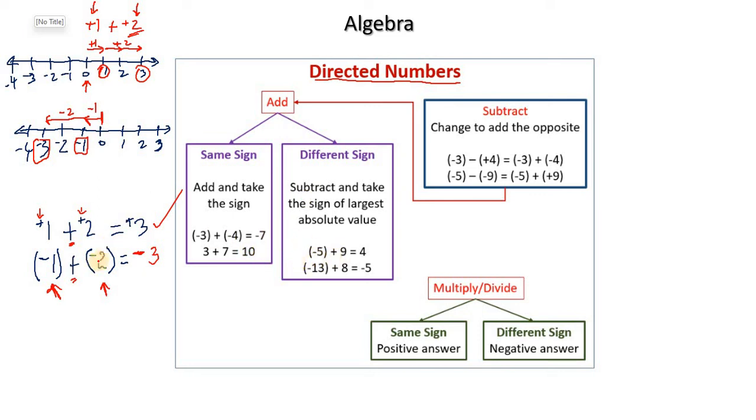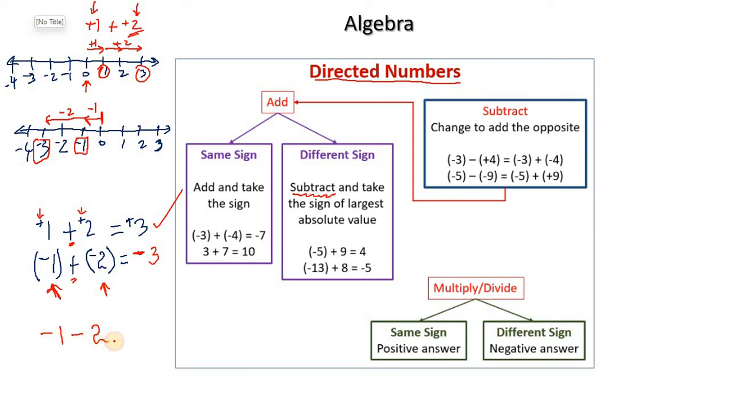So even though we're adding, we can end up subtracting, because subtraction is a form of addition. It just depends on the signs of the numbers. Got it? So if the signs are the same, we add the numbers and keep the sign. When we're adding directed numbers and they have different signs, we subtract and take the sign of the largest absolute value. Follow?